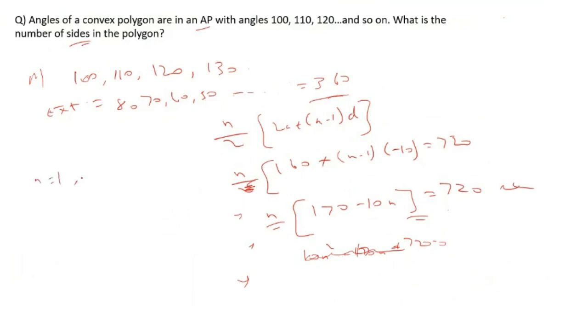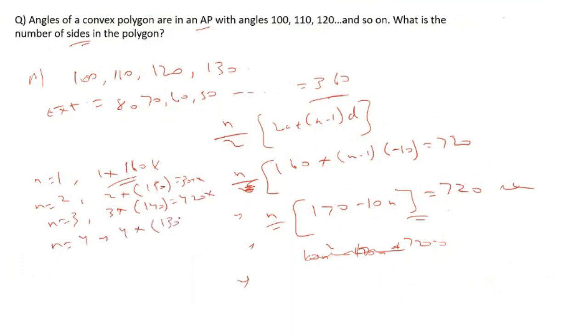The first factor is 1, but that will give me 1 into 170 minus 10, which is 160. This does not make it 720, so this is gone. N equal to 2. 2 is also a factor. So this will give me 2 into 170 minus 20, which is 150. 300, again this is not. 3 is also a factor. 3 into 170 minus 30, so 140, which is 420. Again not done. N equal to 4. 4 is also a factor of 720. So 4 into 130, because 10 into 4, so this is also 520, does not give it to me.